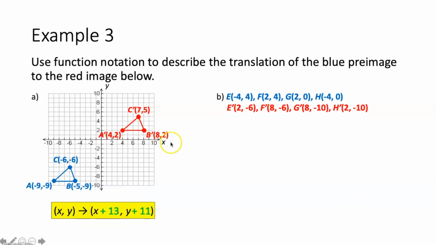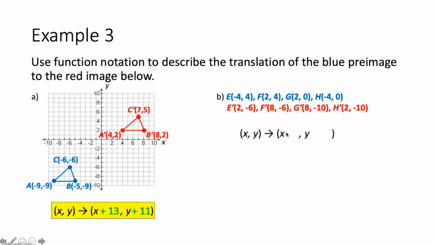Part B, this time we are given the coordinates, but we are not given a coordinate plane. It works the exact same way. You just look at the x coordinates in your image and then figure out what you add or subtract to the x coordinates in your pre-image to get the x coordinates in your image, and then what you add or subtract to the y coordinates in your pre-image to get the y coordinates in your image.